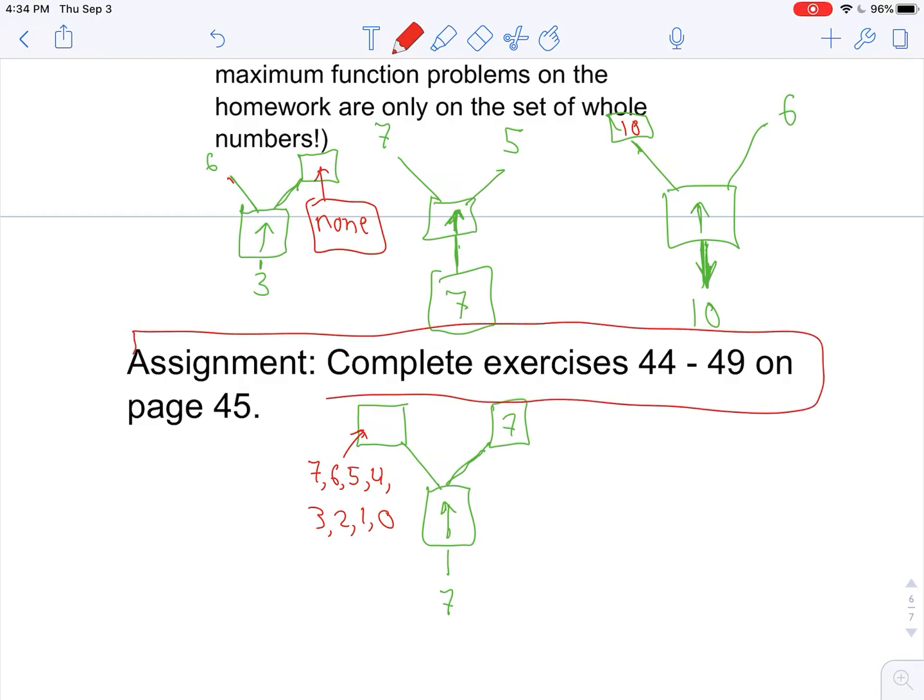So for today's exercises, go ahead and complete 44 through 49, which should take you up to page 45. I will see you in class next week. Actually, don't forget Monday's Labor Day. So our next live meeting will not happen until Wednesday.